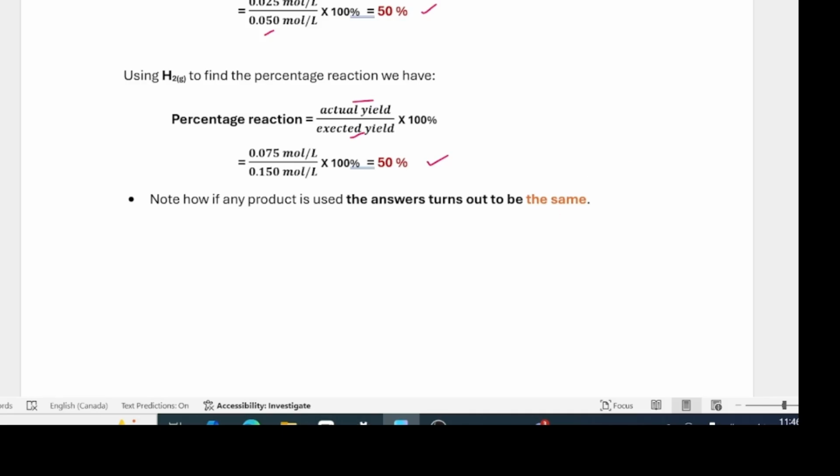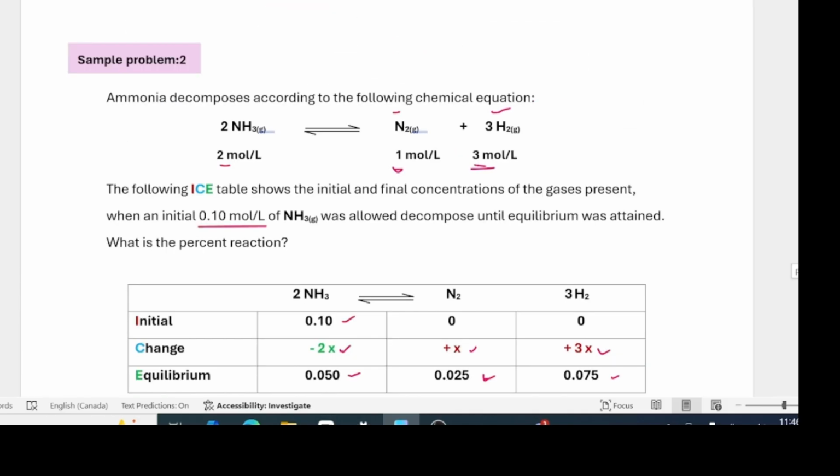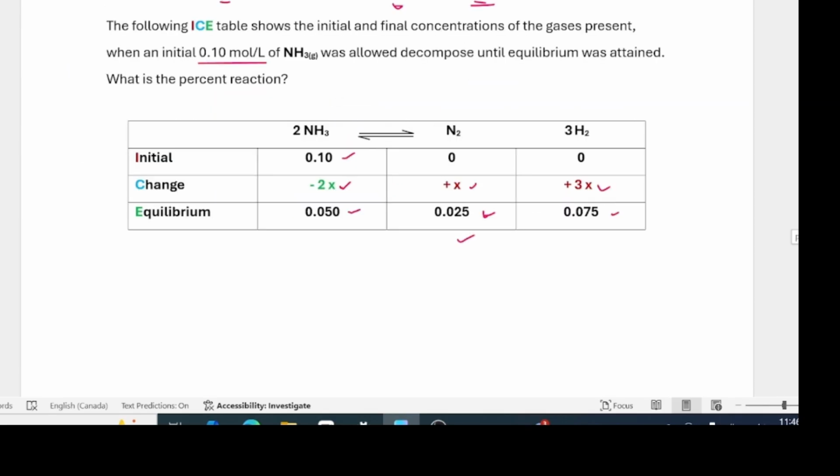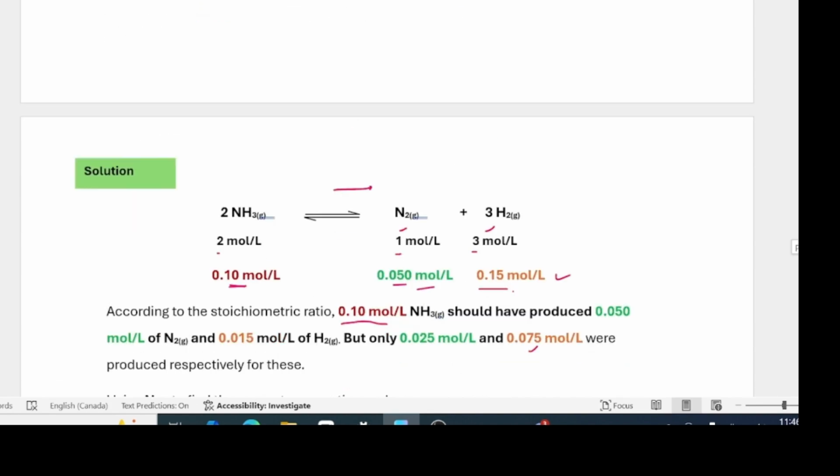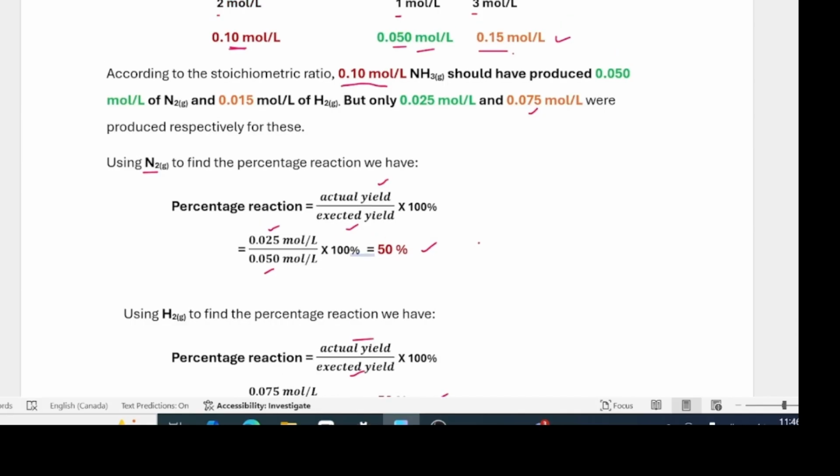And that's how we calculate the percentage reaction for any reaction at equilibrium. Calculate what is the theoretical yield, and then take what is actually produced divided by what is expected times 100%, and we get what is called the percentage reaction, as was exemplified in both of these problems.